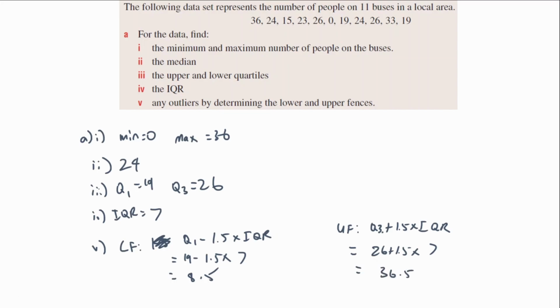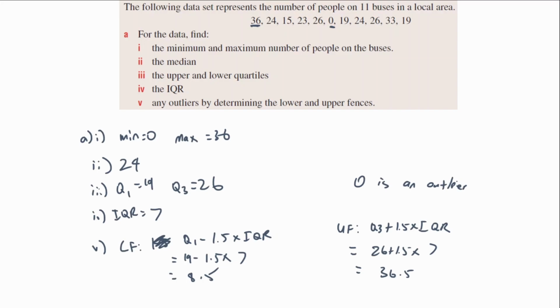So are there any values bigger than the upper fence? Let's look there. Nope, our biggest value is 36, so that's just inside the boundary. Is there anything smaller than the lower fence? Lower fence is 8.5. I can see that there is a 0, so 0 is an outlier in this case. So write that in there. Give yourself a tick if you got that correct.